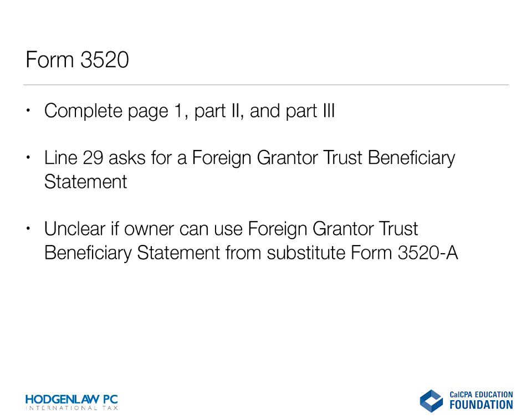There's another point that's not very clear, which is if you receive a distribution from a foreign grantor trust, line 29 of Part 3 of Form 3520 says you have to attach a foreign grantor trust beneficiary statement. That is page 4 of Form 3520A, and usually the trustee won't file this Form 3520A, so the owner has to file a substitute, and it's not very clear whether you can use the substitute to issue the beneficiary statements. So again, not very clear.